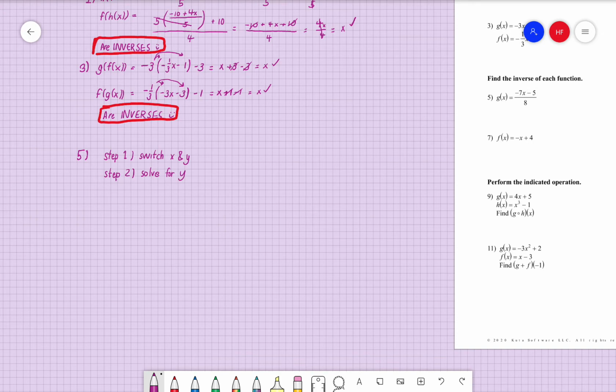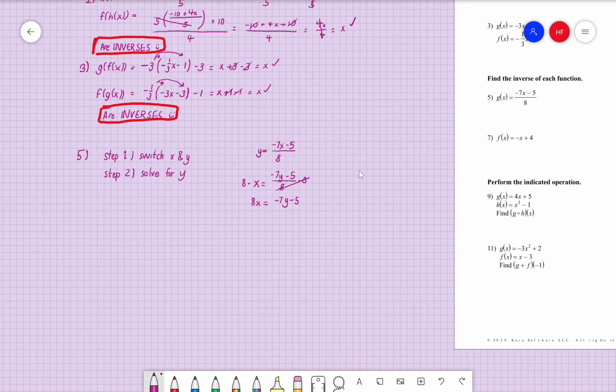So on number 5, we're going to switch our x and our y first. We have the function y equals negative 7x minus 5 over 8. So for step 1, we're going to switch those. We got x equals negative 7y minus 5 over 8. In order to solve for y, first thing I need to do is get rid of that division, so I'll multiply by 8. We get 8x is equal to negative 7y minus 5.